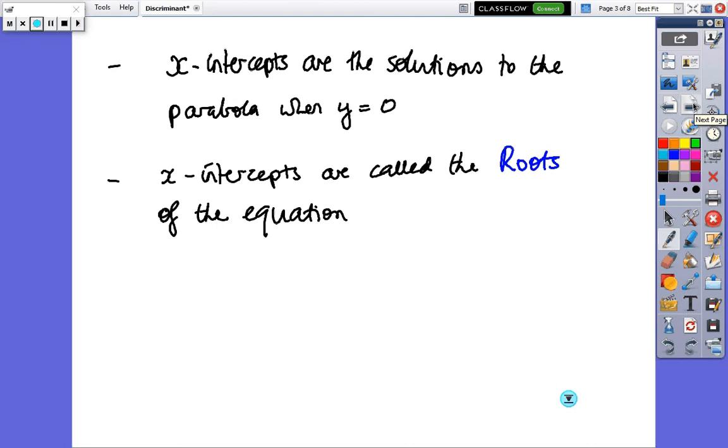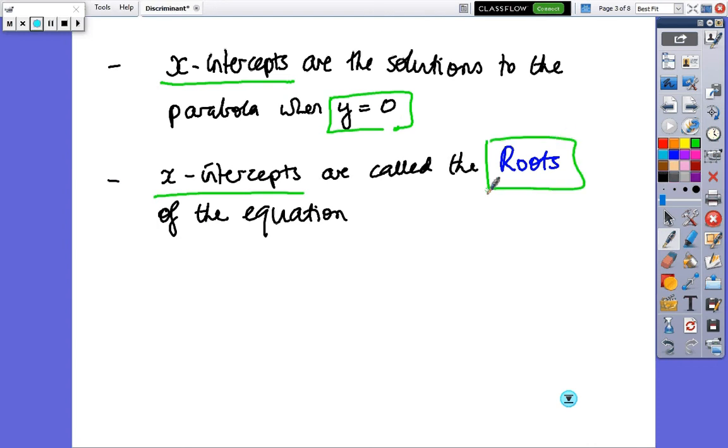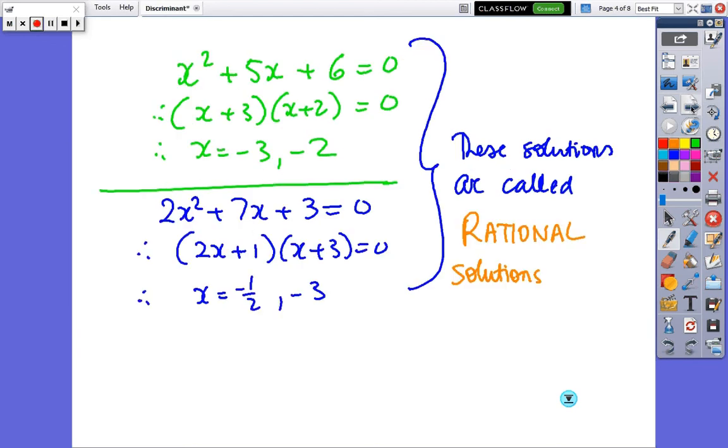Okay, so x-intercepts, as we drew on the previous page, are the solutions to a parabola when y equals 0. That's just basic, you should know that. And this is new. So the x-intercepts in books are also called the roots of the equation. So the roots of the equation are the solutions to the equation. They're the same word, same meaning, different words. Okay, copy and come across.